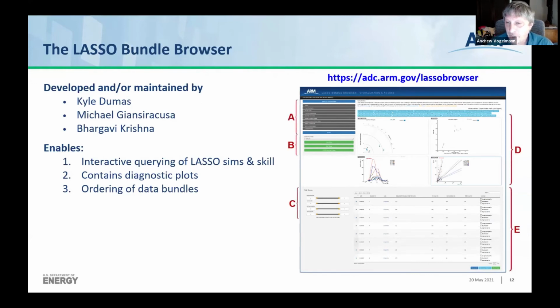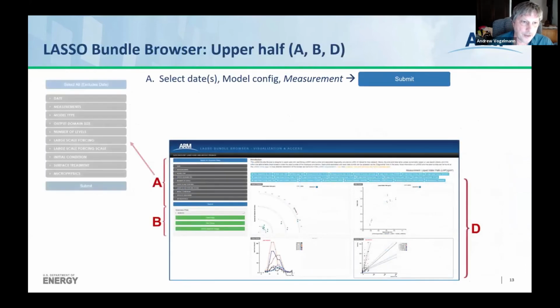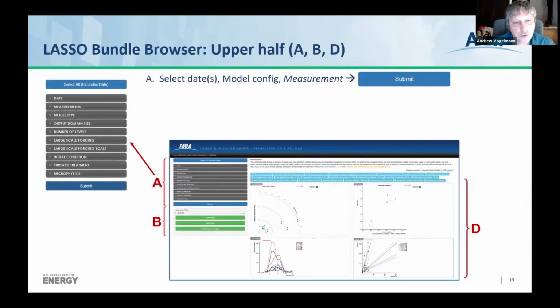Given that this is a bit of an eye chart, I'm going to be breaking it into two sections, the upper and lower half, for the sake of discussion. Okay, so for the upper part, Part A is where you select variables that are of interest. This is where you select the dates, model configuration, and which measurement you're interested in in particular. So far I've been working with liquid water path. It could be cloud-base height, etc. And then you click the big submit button at the bottom.